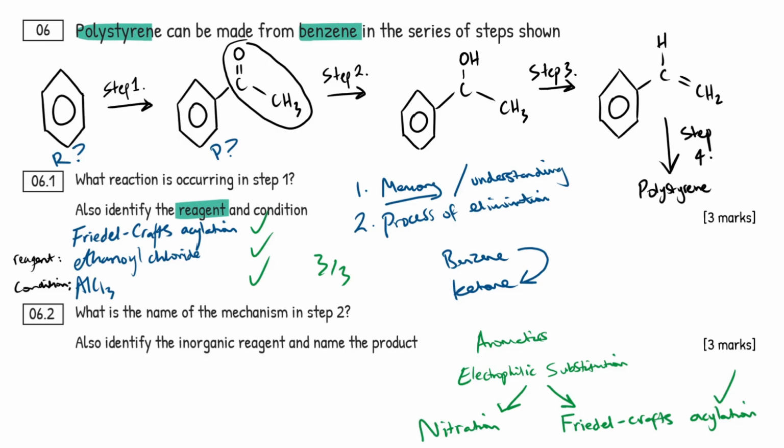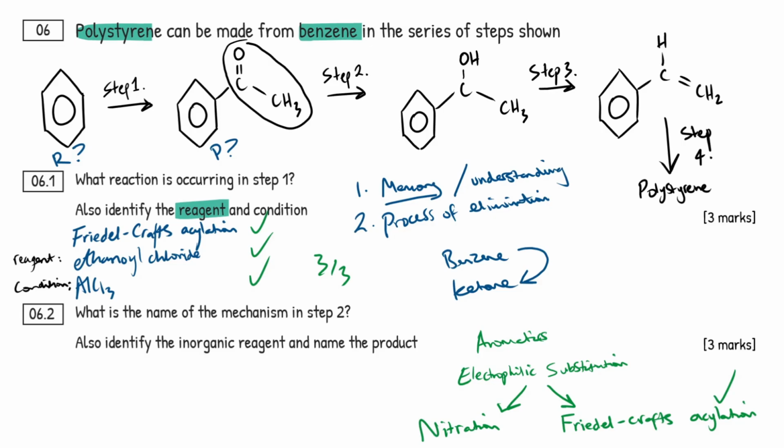Let's move on to 6.2. I don't think I've missed anything here. No, so we're good to go. Right, so question 6.2 then. What is the name of the mechanism in step 2? And we also need to identify the inorganic reagent and name the product. All right, so they switched things up on us here.